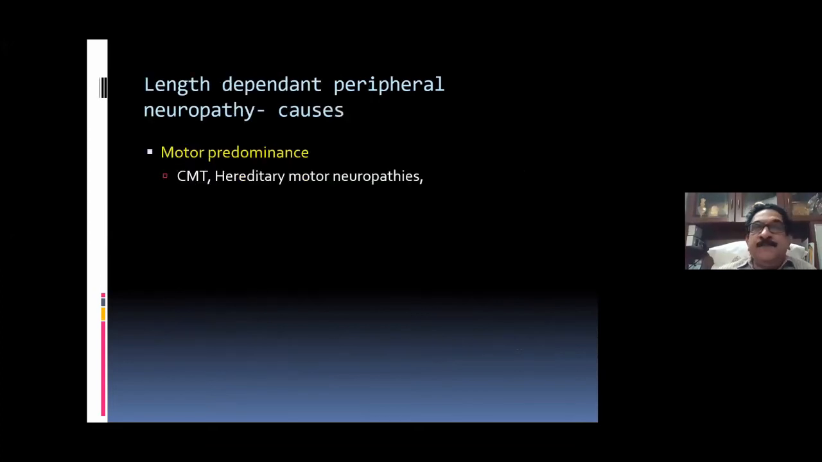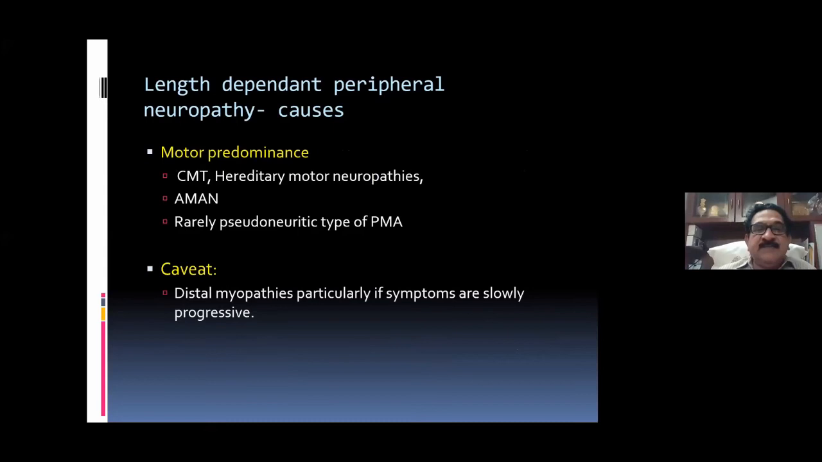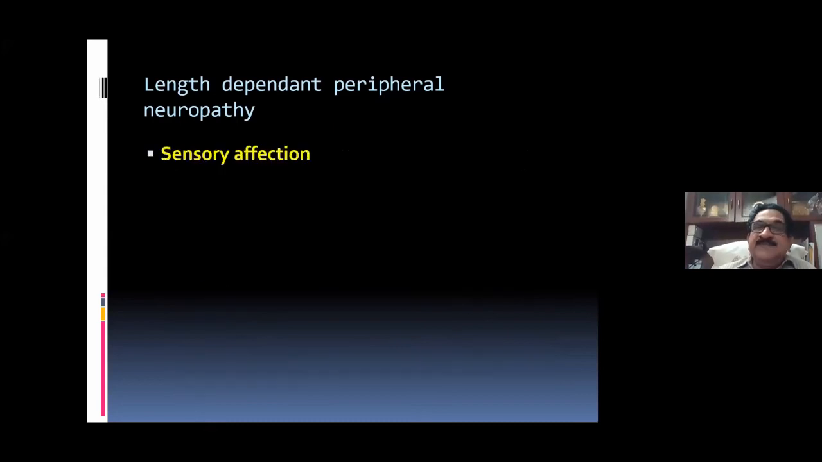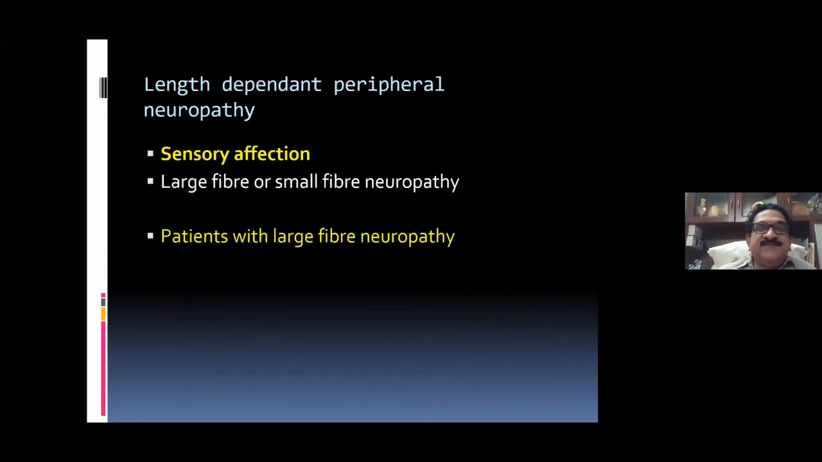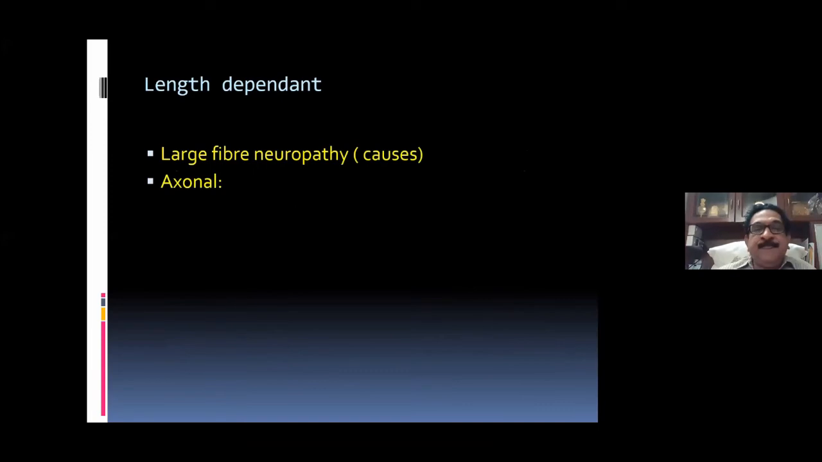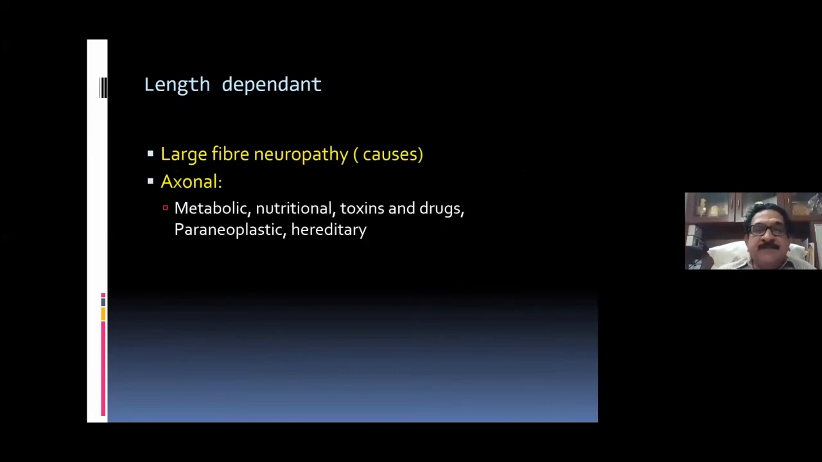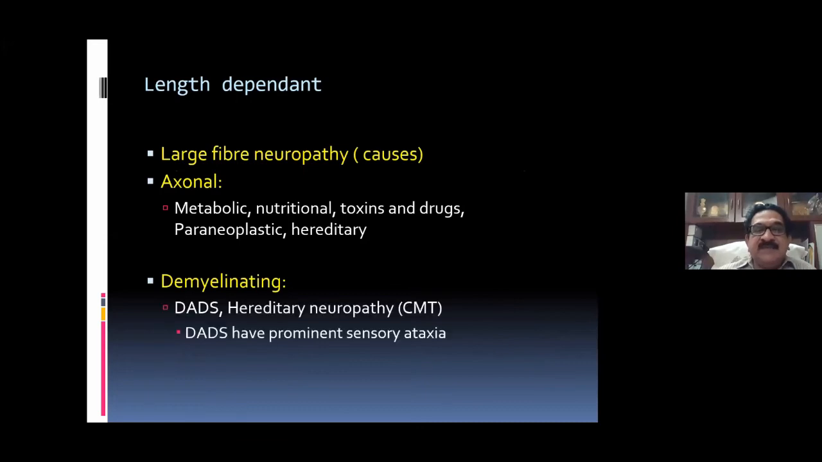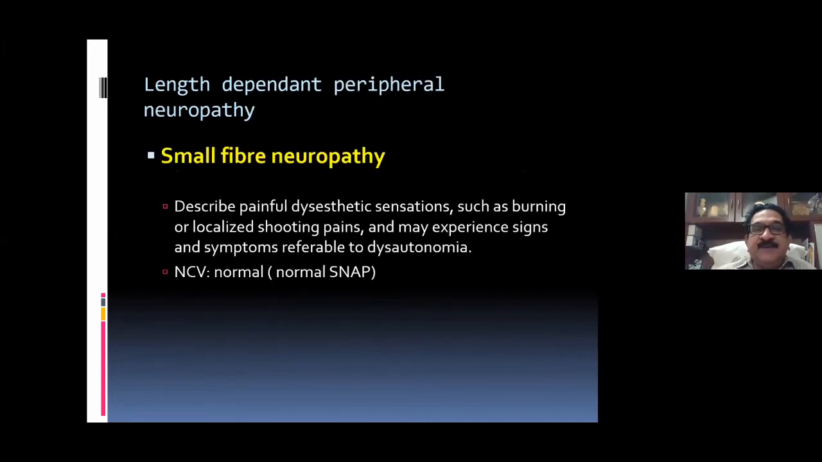Causes: if it is motor, a distal neuropathy; sensory, if sensory affection, may be large fiber or small fiber. Patients with large fiber involvement present with cotton wool sensation and sensory ataxia. The causes of the axonal type may be metabolic, nutritional, toxins and drugs; demyelinating, DADS. Then small fiber neuropathy means they come with painful dysesthetic sensations.